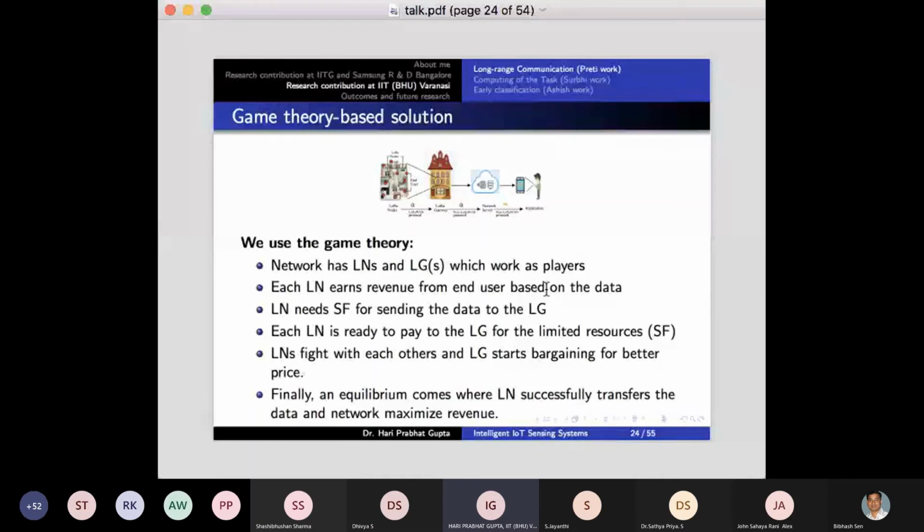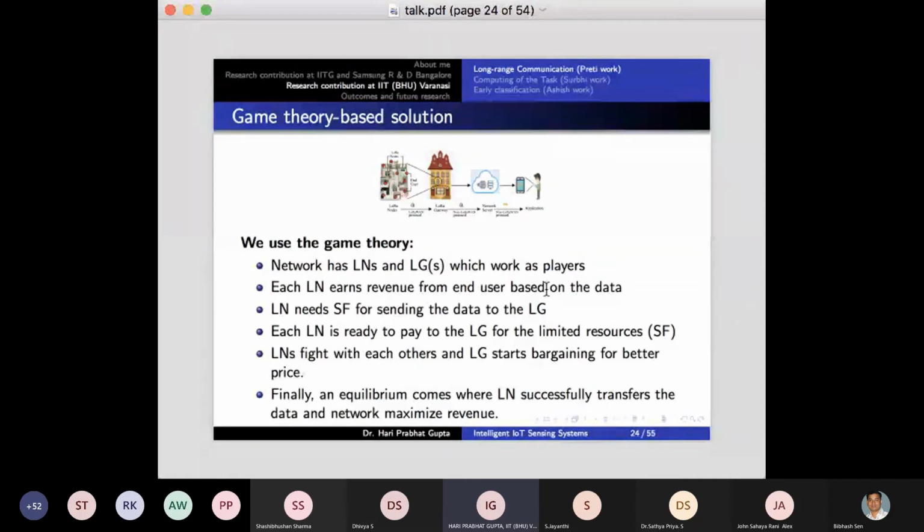So SF 7 is 10 km, SF 8 is 12 km, then SF 9 is 15 km, like this. They can increase their coverage region or communication region. SF 7 speed is very fast compared to SF 12. That means with SF 7 a node can transmit a huge amount of data compared to SF 12 in a given time period. So what are the nodes doing?